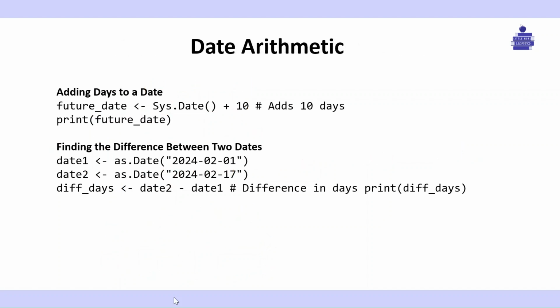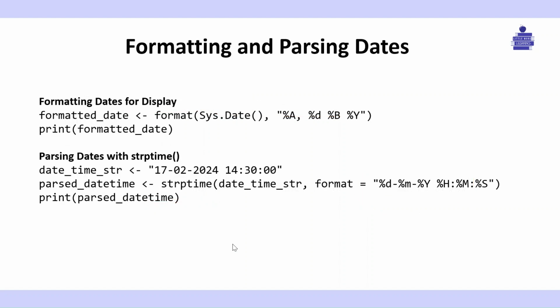Next is date arithmetic, adding and subtracting dates. Firstly, adding days to a date: you can have a simple future date variable as Sys.Date plus 10, that is the current date plus 10. It will add 10 days to it. Now, finding the difference between two dates, simple subtraction is followed here. And lastly, you need to print the difference in days variable. These are used in duration analysis, for example customer retention or project timelines, where date arithmetic is used.